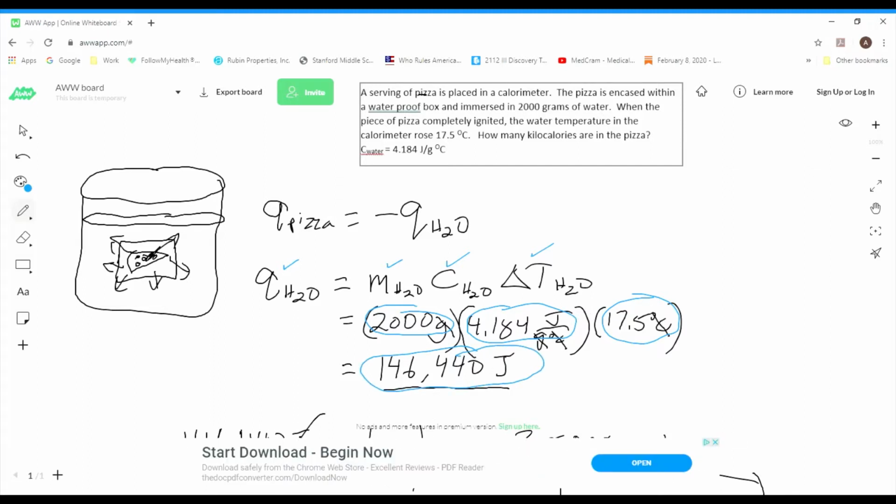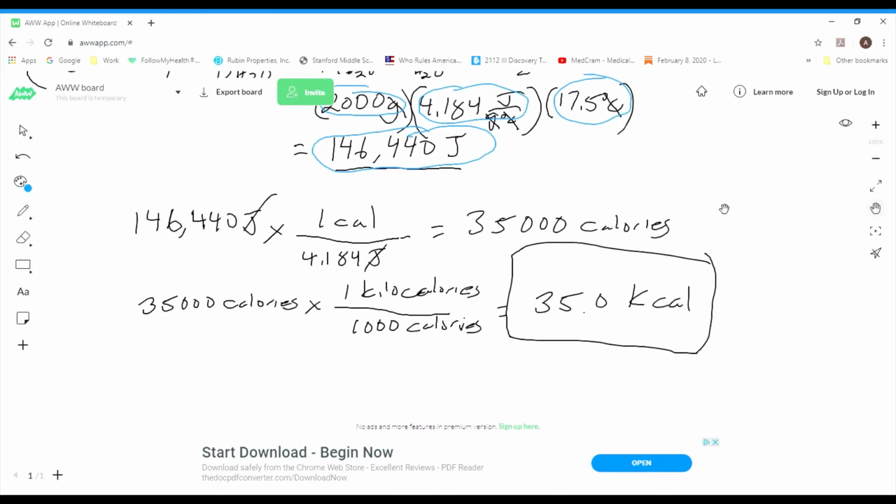And because we were asked for kilocalories, we needed to convert the joules given over here into calories. Using the relationship 1 calorie is equal to 4.184 joules, we have to look that up. It's always there. And then once we had the calories, we converted into kilocalories, because whenever there's a kilo, it means 1,000 of these. So 1,000 calories, and that got us to our answer over here.